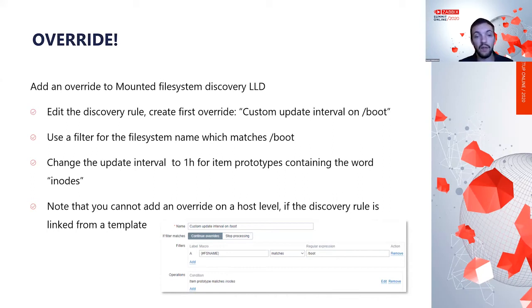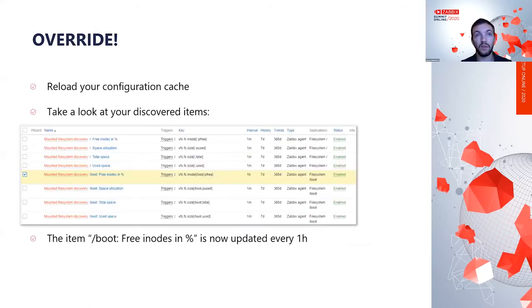All right, so that after that is done, we can rerun our low-level discovery rule, and then we see that only one item, because that is the only item which contains the word inodes, and it is the only item which was found for the file system boot. Yes, and only one item has now the interval of 1 hour. Everything else has 1 minute. So our override did indeed work. So that is absolutely fine.